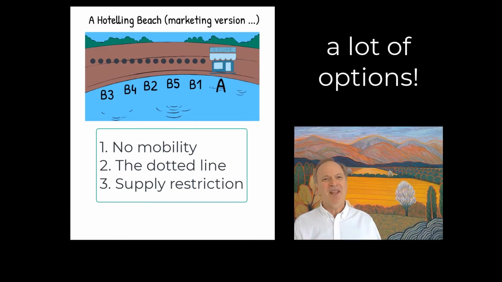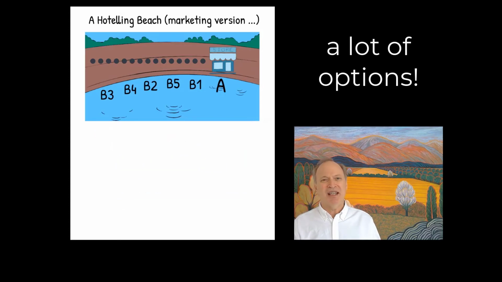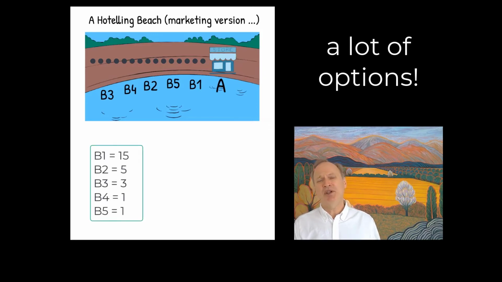All right. And then I ask people to vote. It's their money. Where would you put your ice cream stand? So out of a group of 30 people, about 15 to 20 might put it on B1. Another 5 to 10 might put it on B2. Another 2 or 3 B3, maybe one person B4 and one person B5. You get a distribution like that.